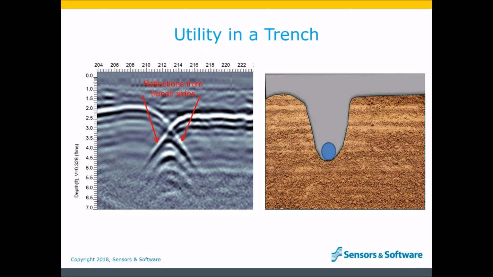While we do see the utility in this example, there are times that the GPR will not see the utility directly, but will pick up the trench walls. So no one digs a trench for nothing. So if you see the trench walls, there's a good chance that even if you don't see the utility directly, there's still something down there.